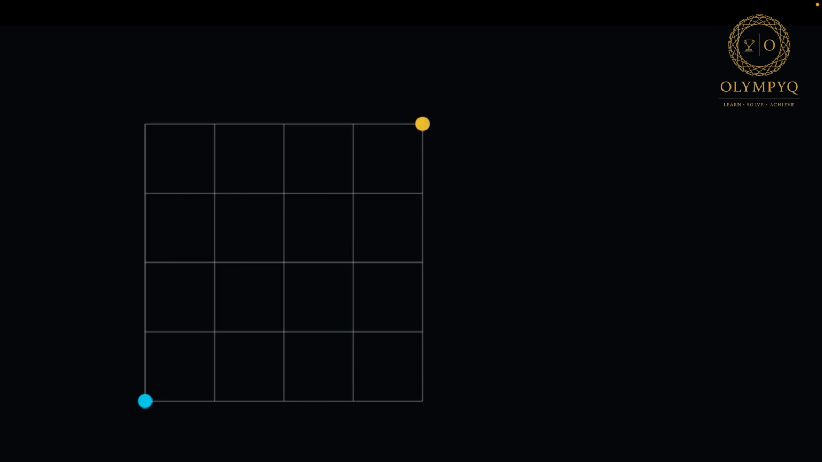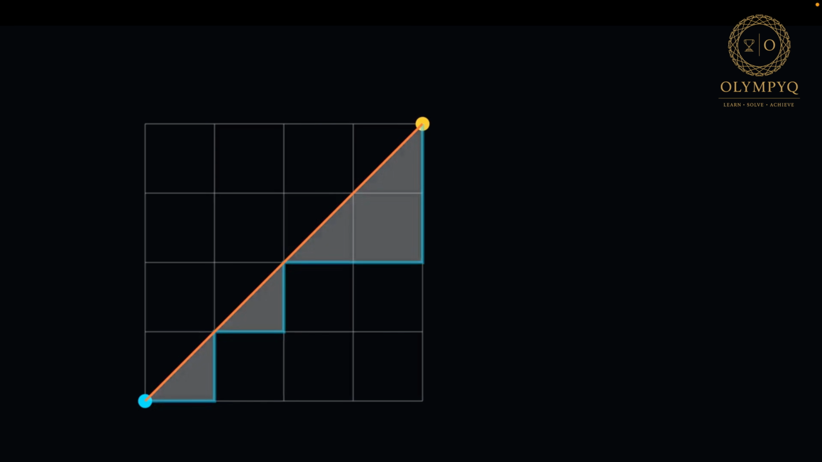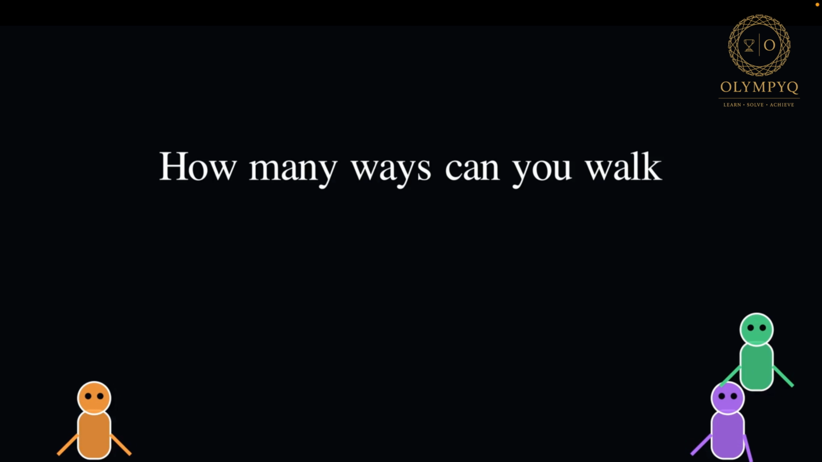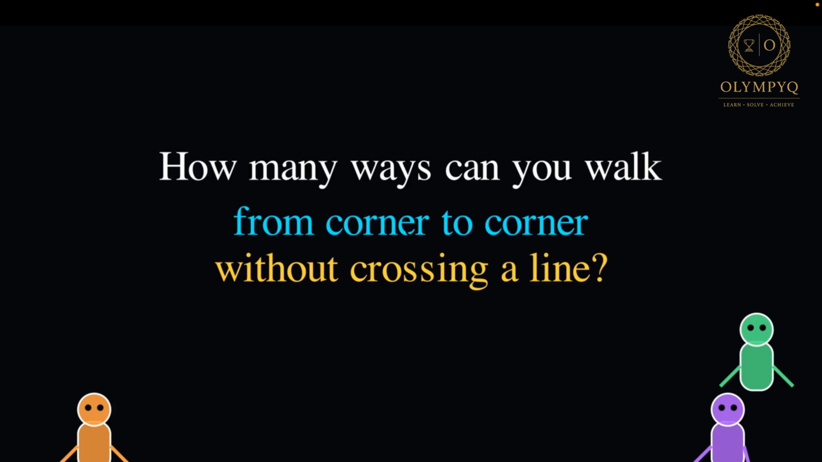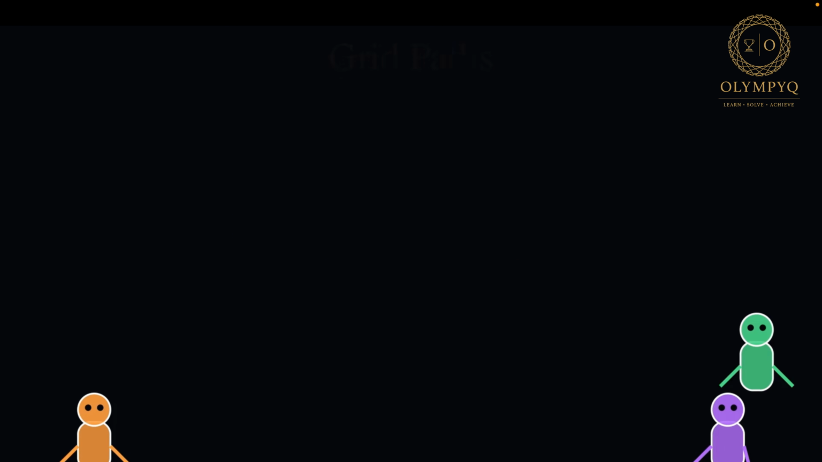Imagine a grid. You want to walk from one corner to the opposite corner, but you can only move up or right. Simple, right? Now, here is the twist. What if you are not allowed to cross the diagonal line? How many such paths can you make? That simple question opens the door to one of the most fascinating sequences in mathematics.